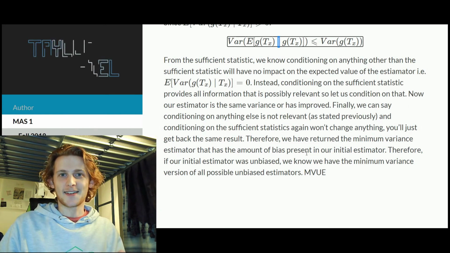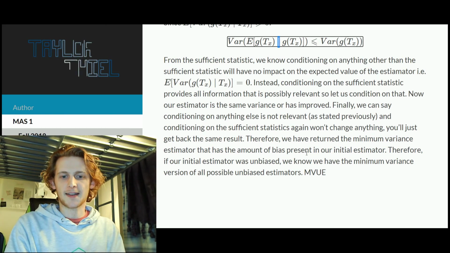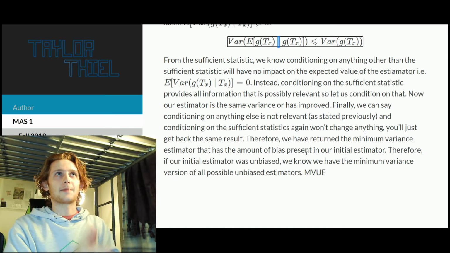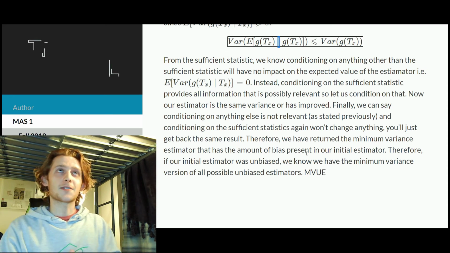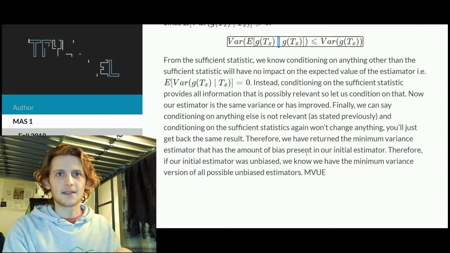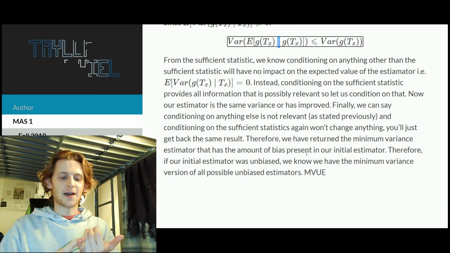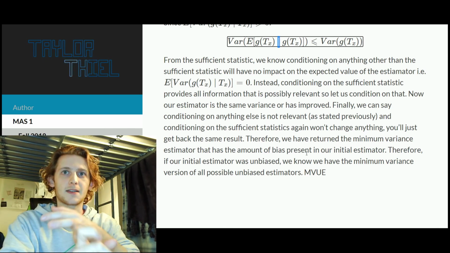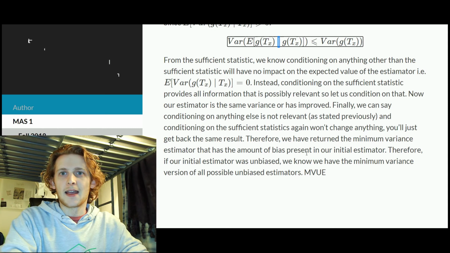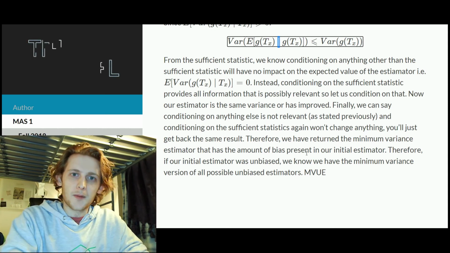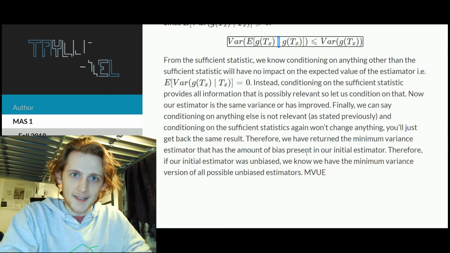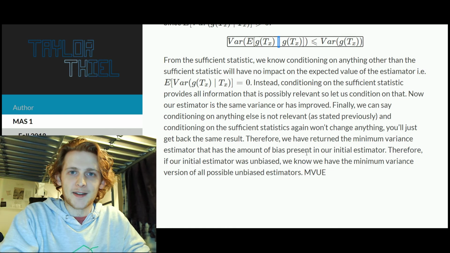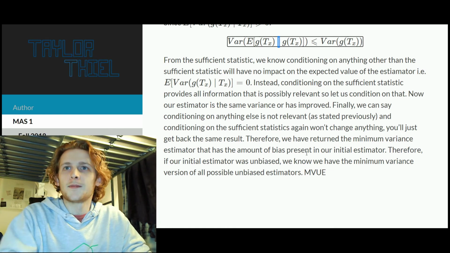So with all that said, when you use the sufficient statistic, the variance is optimal. And then also, if your initial estimator is unbiased, it will still be unbiased. So we now know that we have an unbiased estimator that can't be reduced because conditioning on anything else won't make it any better. And so if you are able to find an unbiased estimator that uses the sufficient statistic, then you know you have the minimum variance unbiased estimator. So that was a lot.